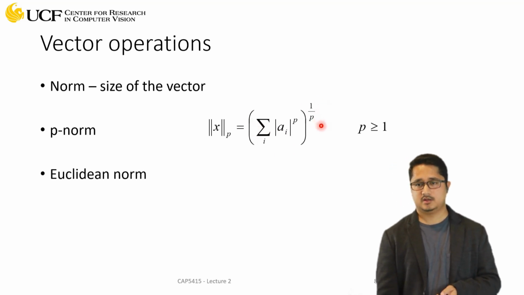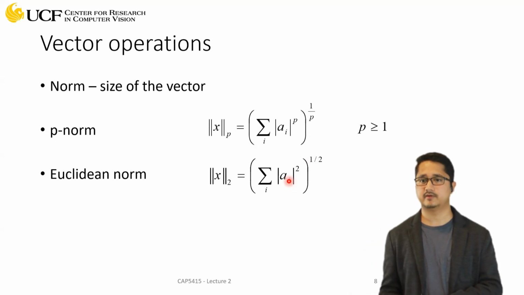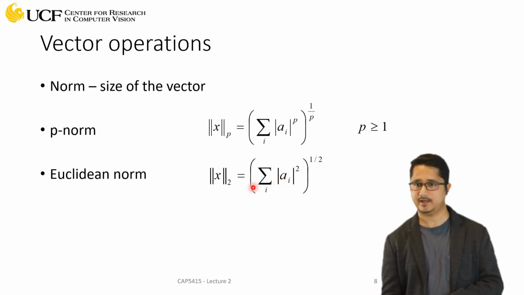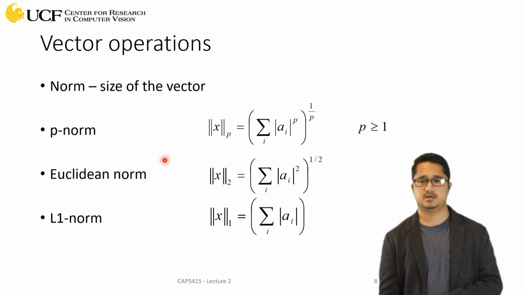Okay. So Euclidean norm, you can say p is equal to 2. And what you do is you just replace p with 2 over here. And you can see that what exactly we'll do is we'll just square all the values in that vector and add them up, and then just take the square root. Okay, so that's called Euclidean norm.